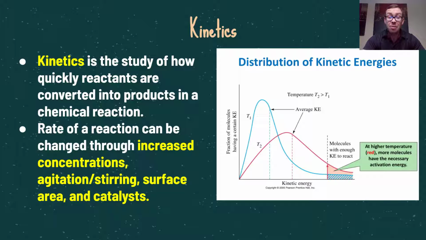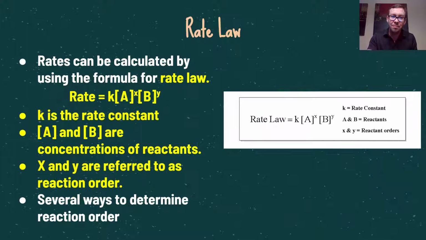Now, there are several different factors that play a role in increasing or decreasing the rate of a reaction. That includes increased concentrations, as we have more molecules, they are more likely to collide and therefore convert reactant into product. Agitation or stirring gives the molecules more energy, which means they're more likely to overcome the activation energy to be converted from reactant to product. Surface area means there is more surface for the molecules to collide, thus more successful collisions. Or catalysts, which alter the activation energy in order to speed up the reaction.